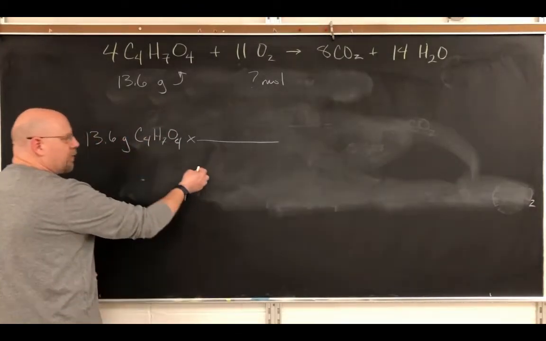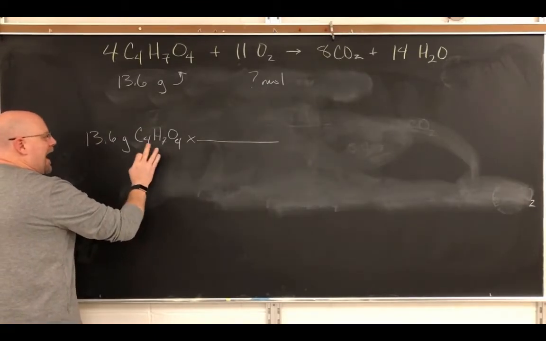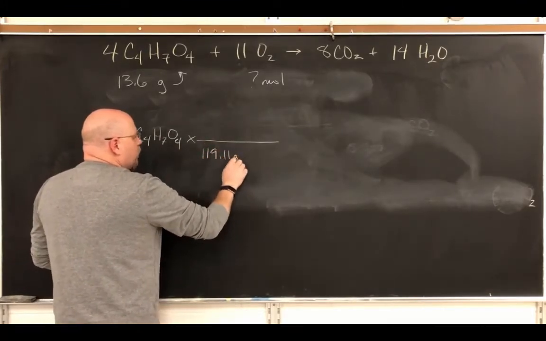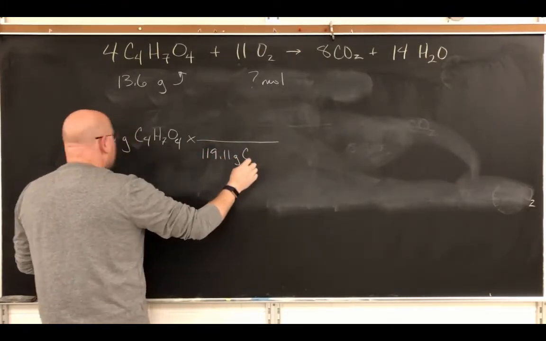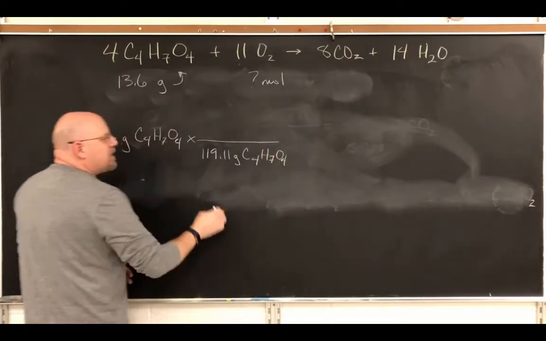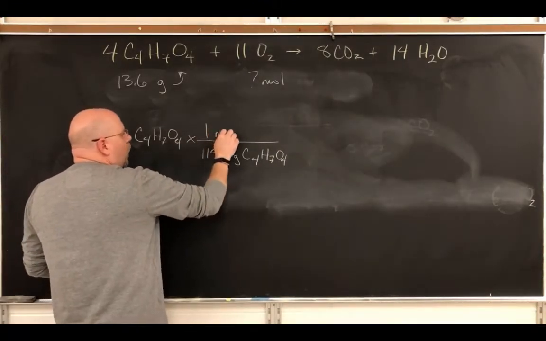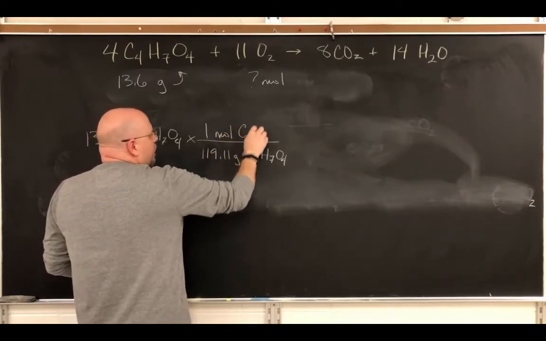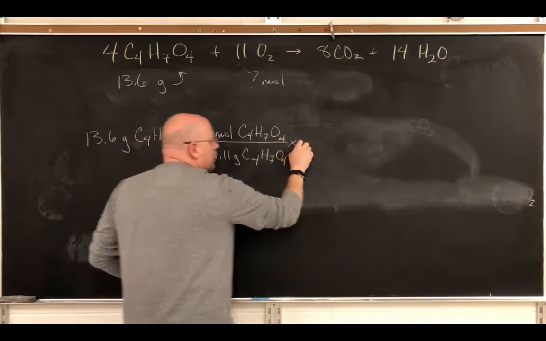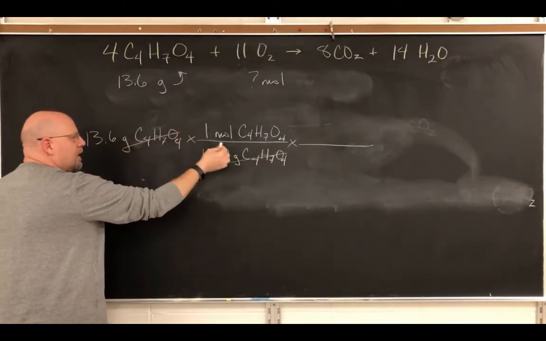So we're going to look at a periodic table and determine the molar mass of this compound. If I add up that mass, I find that it's going to weigh 119.11 grams when we add up that formula off of the periodic table. Because we added it up off of the periodic table, that is equivalent to 1 mole of that compound. And that allows us to cancel out the unit of grams, and now we have the unit of moles.